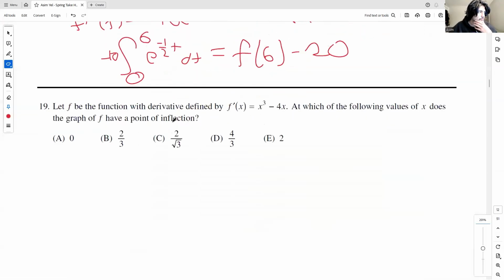Let f be the function with derivative defined by f prime is this. At which of the following values of x does the graph of f have a point of inflection?